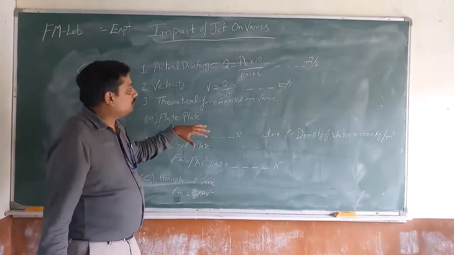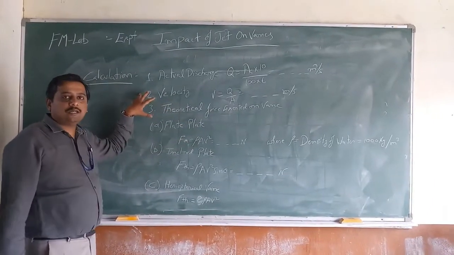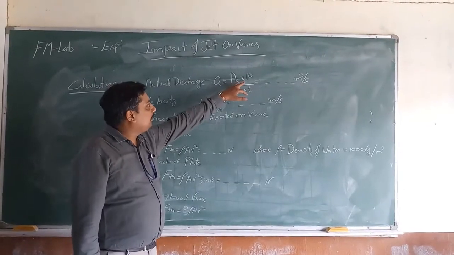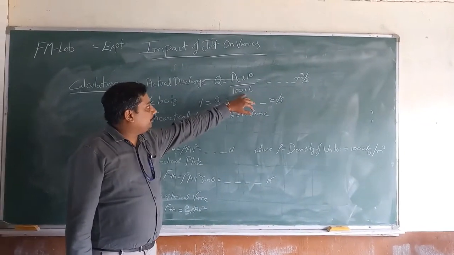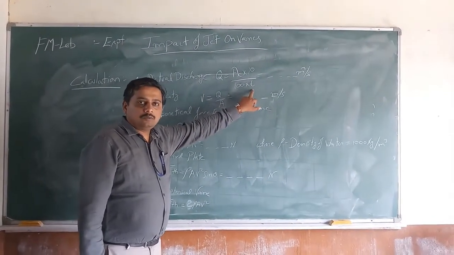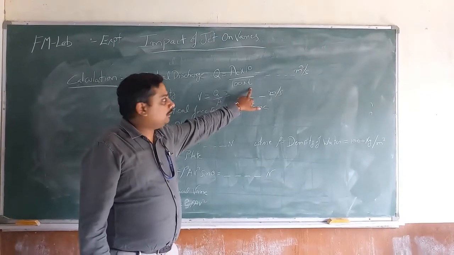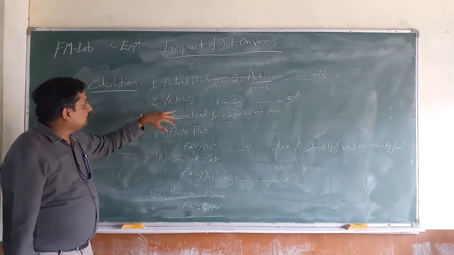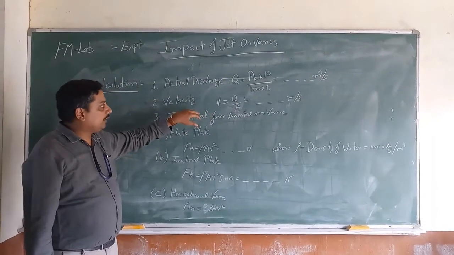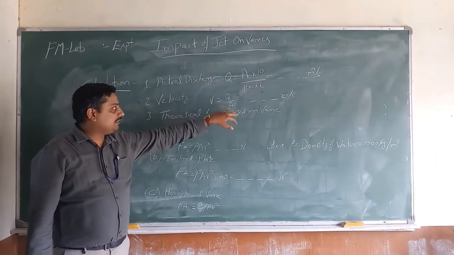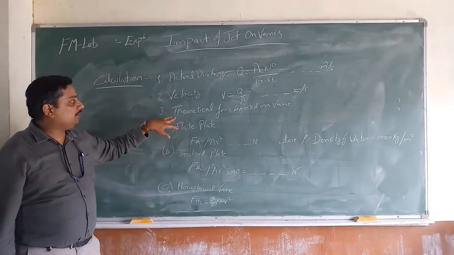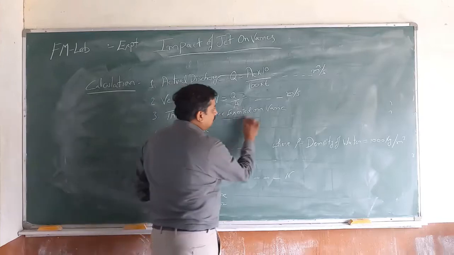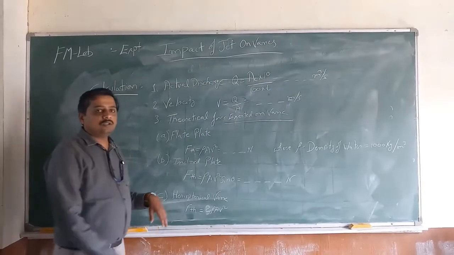These are the formulas which we are required to use and calculate. You need to calculate the actual discharge Q equals AC into 10 divided by 100 into T. T you need to record in the experiment table. AC has already been given. Velocity V equals Q by A in meter per second, and you need to calculate the theoretical force exerted on the vane. This part you need to calculate for all three vanes.